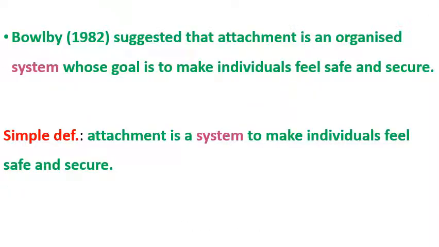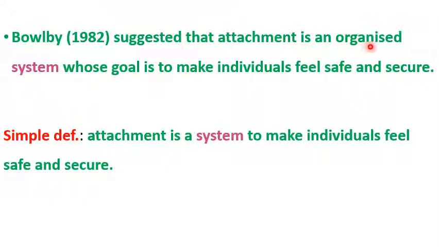Second example, Bowlby 1982 suggested that attachment is an organized system whose goal is to make individuals feel safe and secure. تعالوا نشوف simple definition زي ما لسه شايفين previous example. Attachment, this is a word, is a system. This is my category to make individuals feel safe and secure. It's very easy as application. Word, category, application. But here we said that Bowlby 1982 suggested that. This is, by the way, another type of details we'll talk about in later slides.